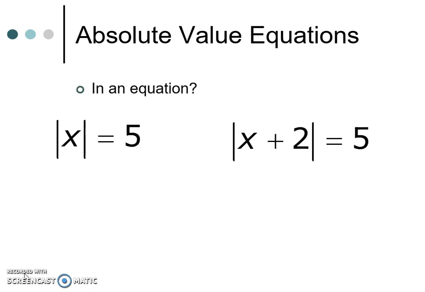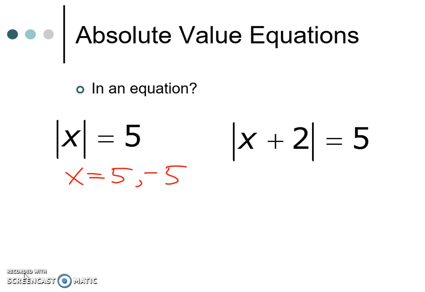So what if we solve an equation with absolute value? Absolute value of x equals 5. What are the values for x? X can be 5 or negative 5. So you have two answers for x. They both have absolute value 5.